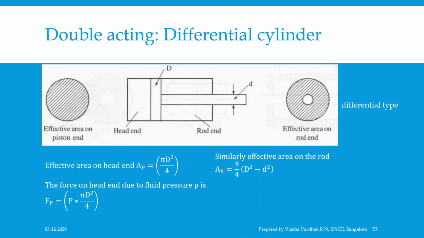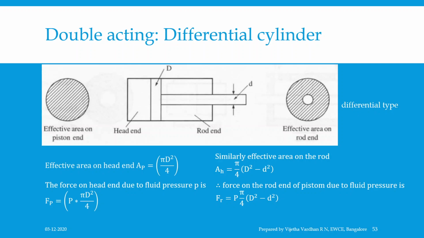Similarly, the effective area of the rod end could be calculated by the formula Ar = π/4 (D² − d²), where small d is nothing but the diameter of the piston rod. Therefore, the force on the rod end of the piston due to the pressure P is calculated by the formula Fr = P × π/4 (D² − d²).